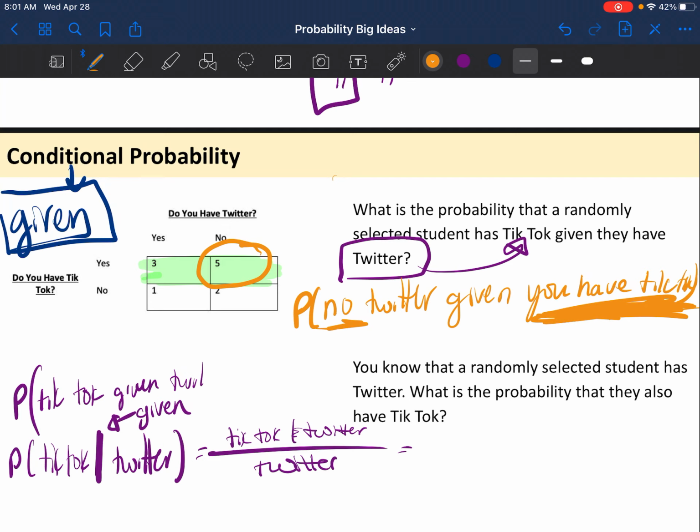So the probability of no Twitter, given you have a TikTok. This means no Twitter and a TikTok, and this is just TikTok. So there are 8 students in total who have TikTok. 3 plus 5 is 8. And 5 of them have no Twitter. So my probability here is 5/8.